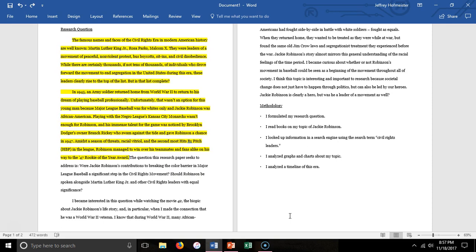Prior to the key question, I've included quite a bit of background information on the time period and a bit of Jackie Robinson's history as well. This information is used to set up the significance of the question.